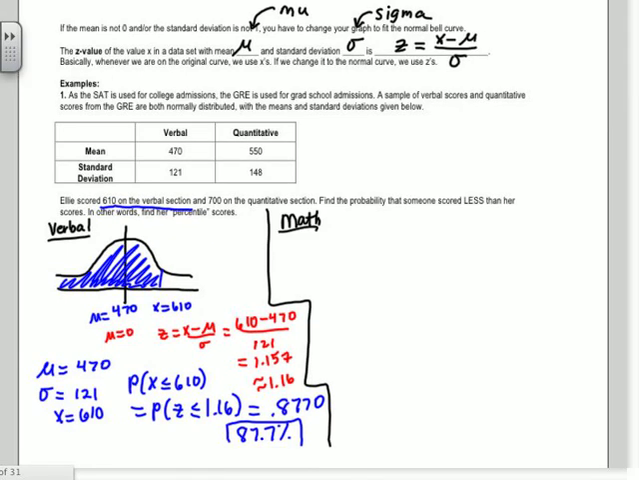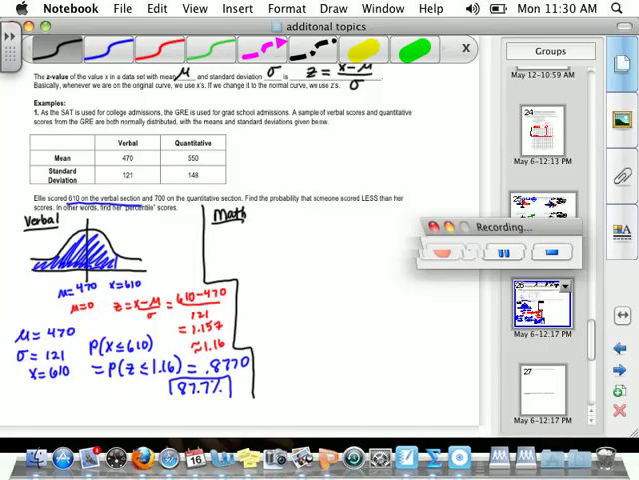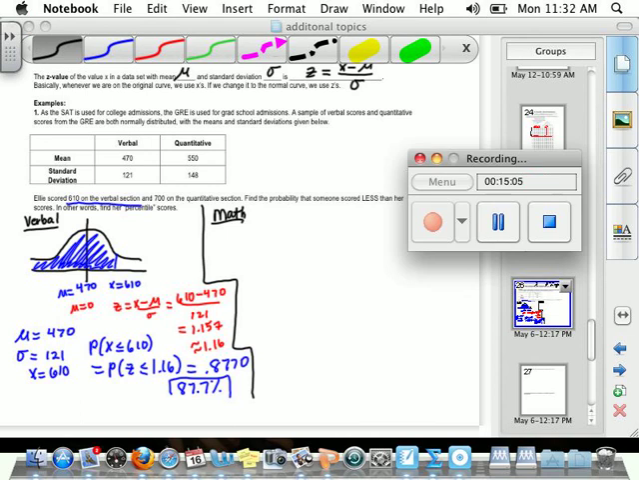All right, so let's do math. In other words, the quantitative, that's math. Okay, so same thing. Do you guys want to try this one and see if you get it? Sure? All right, try this one. I'll pause it.